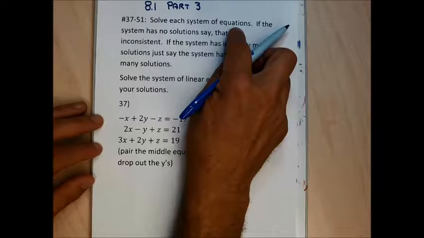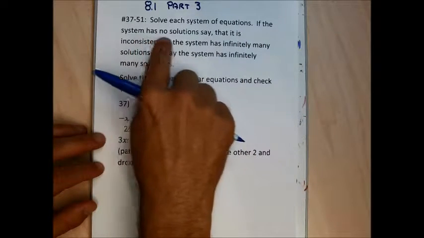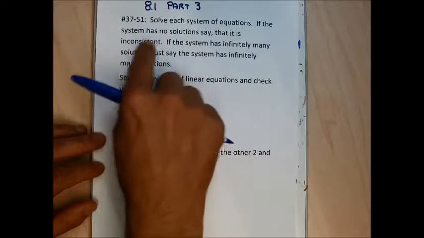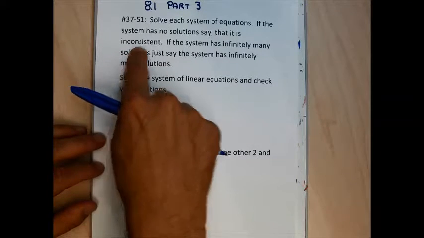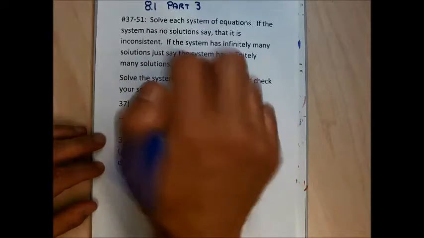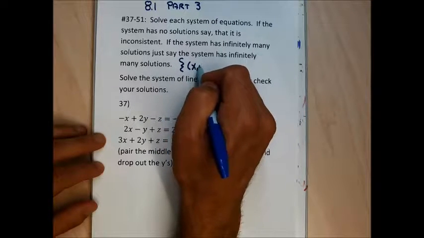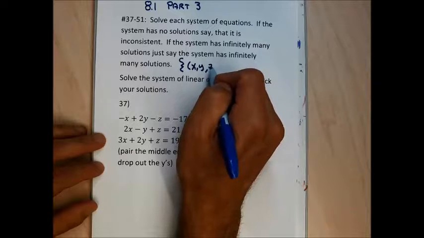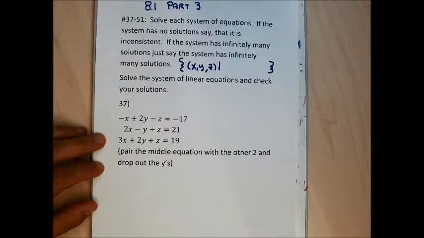Unfortunately, to solve these, we're going to wind up using the elimination method 3 times and the substitution method once, I guess. So they're going to be monstrous problems. And then it says if a system has no solutions, say it has no solutions, and that it's inconsistent. I'm probably just going to say it has no solutions. And then it says if a system has infinitely many solutions, just say the system has infinitely many solutions rather than doing that set builder notation that we did for the last few problems in part 2 of my video. So we're not going to worry about the set builder notation.